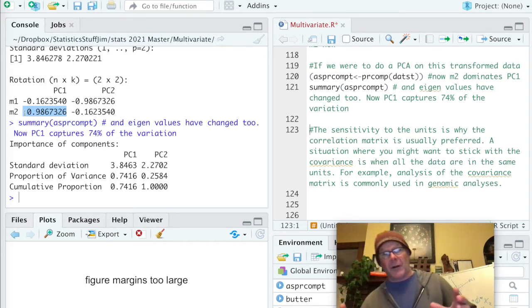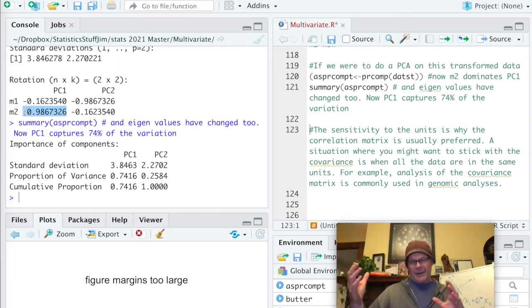If we were looking at our ordination on the original data, it's like, oh yeah, M1, that's where all the variation is. And that's what the first PC axis is capturing. And now when we've transformed that one little column of data, now it looks like M2 is super duper important compared to M1. And so this is the same problem that we had before when we were introducing ourselves to covariance, that it's going to be sensitive to the units.